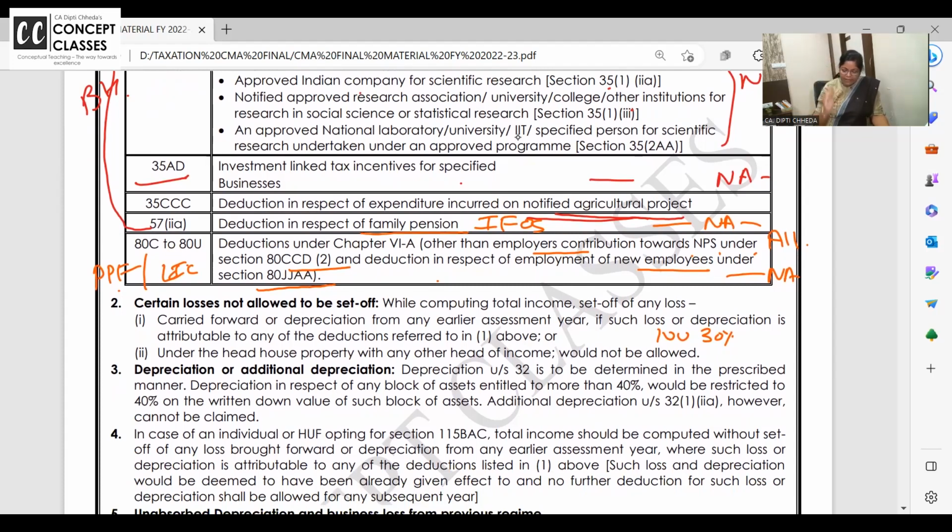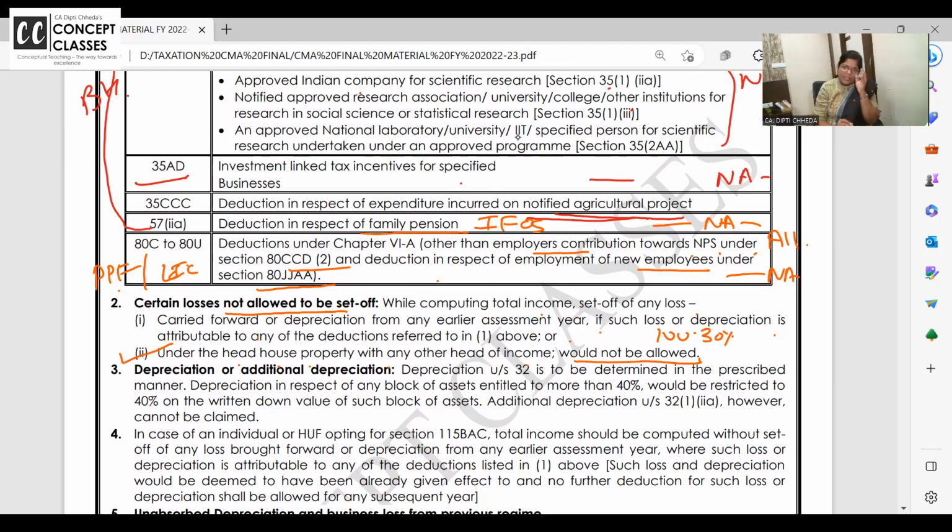Okay? Next. While computing total income, set off of any losses, carry forward or depreciation from earlier years, if such loss or depreciation is attributable to the above, will not be allowed. And under house property, set off of loss with any other head would not be allowed. In house property, if there is a loss, generally we can set off house property loss against business income, or against salary and all. So this kind of set off is not allowed in the new tax regime. That is the meaning of the second line.